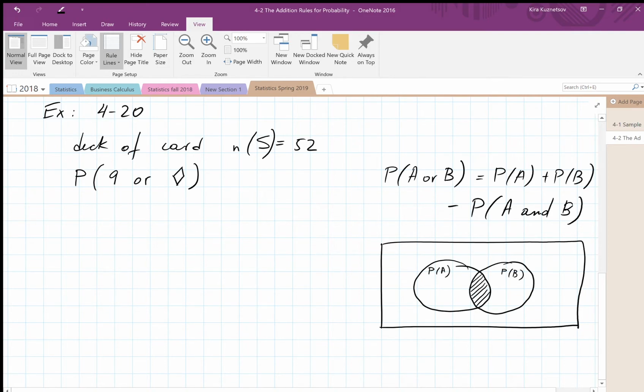Now if you are taking the probability of A and you're adding it to the probability of B, notice that this intersection is counted twice. One when you're counting the probability of A, and the second time the probability of B. Therefore, what we need to do is take out one of those intersections.